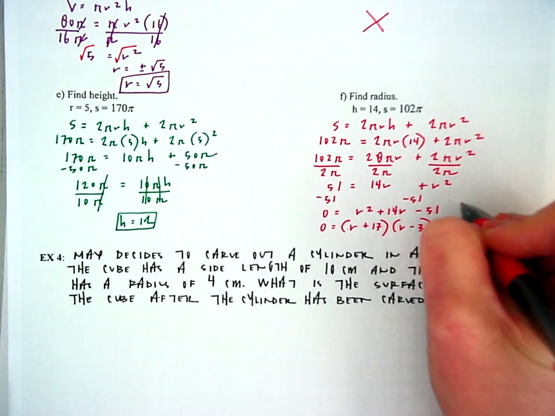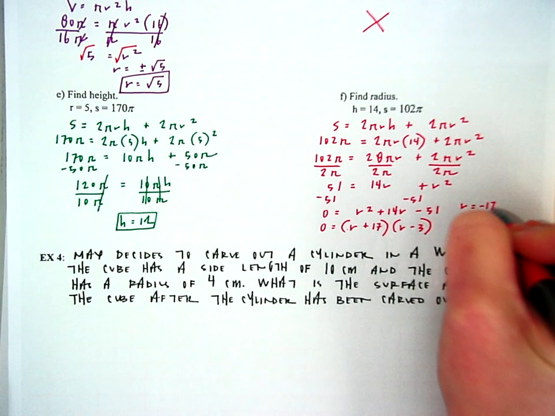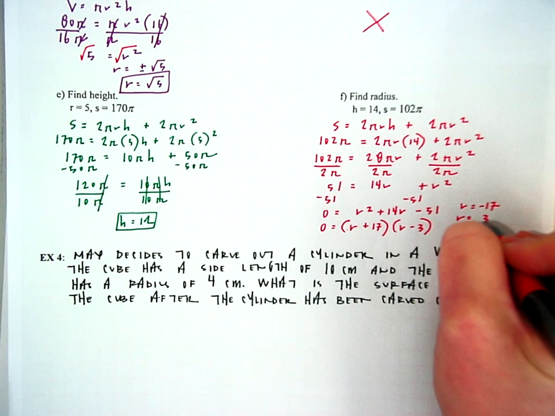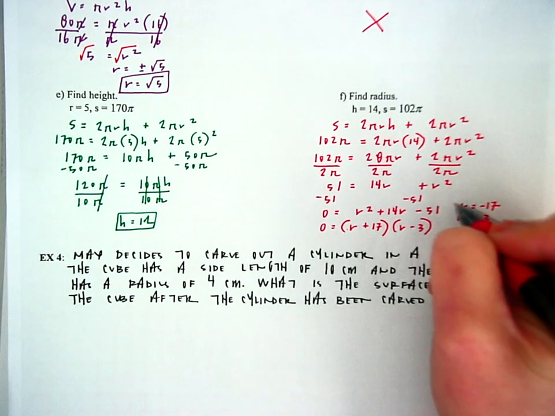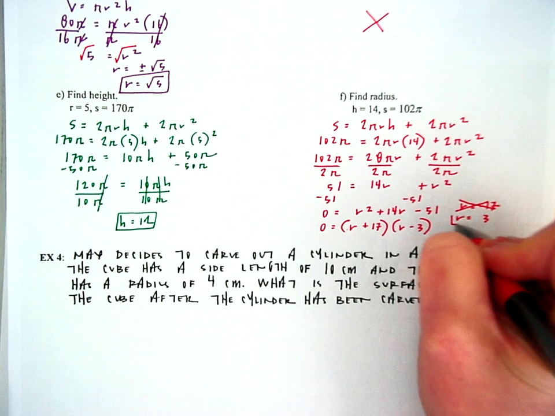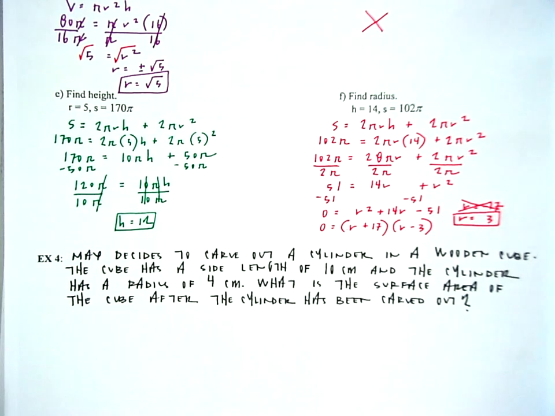So my two solutions would be negative 17 or positive 3. And the negative 17 is not going to work. The only one that works is the positive 3. I can't have a negative measure for my radius.